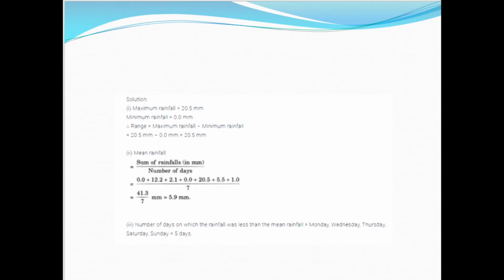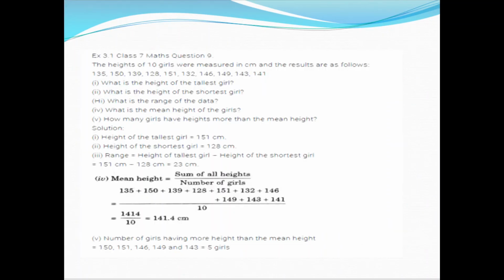Mean rainfall is the sum of the rainfall divided by the number of days. So whatever value we get as the sum of rainfall, we divide by 7, that is 41.3 by 7, equal to 5.9 millimeter. The third part is the number of days on which rainfall was less than the mean rainfall, that is Monday, Wednesday, Thursday, Saturday and Sunday, which is equal to 5 days.